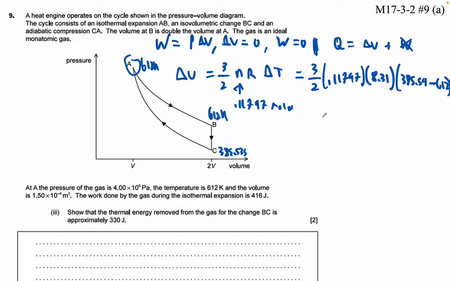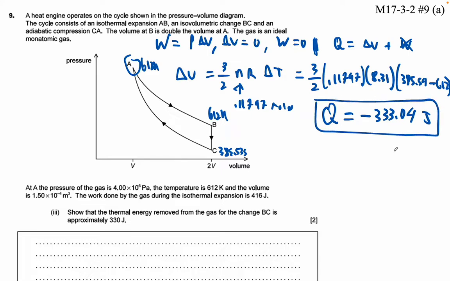Let's do 3/2, 3 divided by 2, times the number of moles, times 8.31, times parentheses, that temperature that we just got, minus 612. And I get that the Q is negative 333.04 joules, right? So that's the heat removed. It's negative because the temperature dropped, okay? So that's one way to do it.